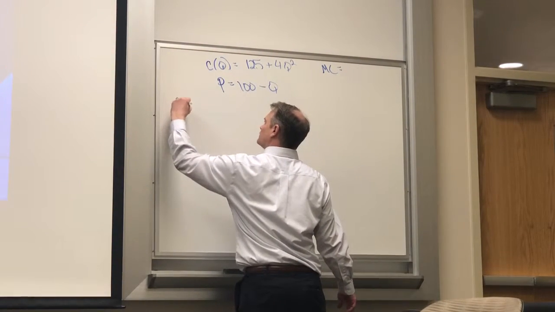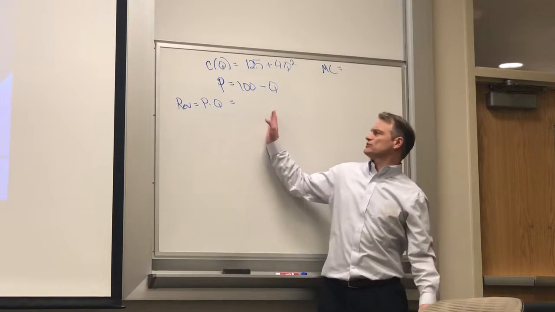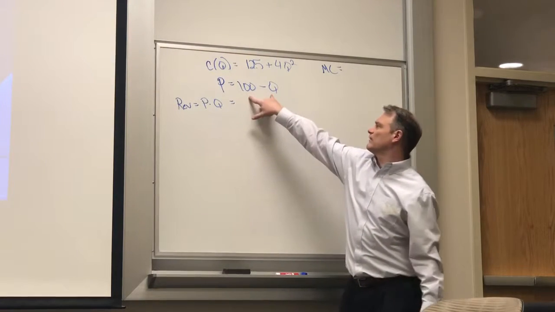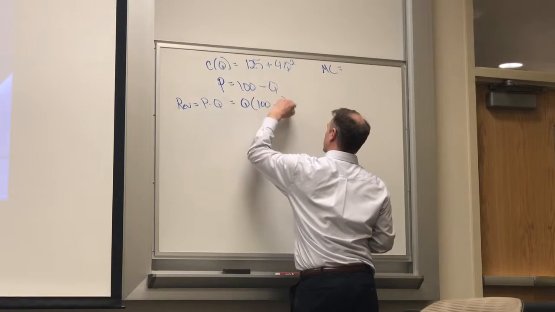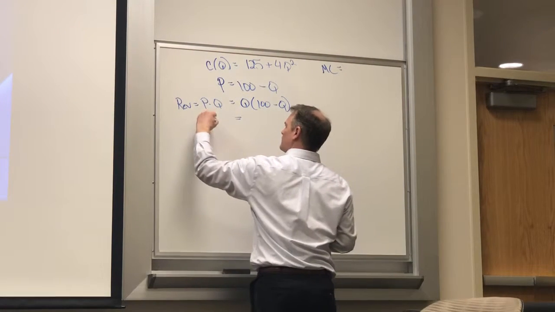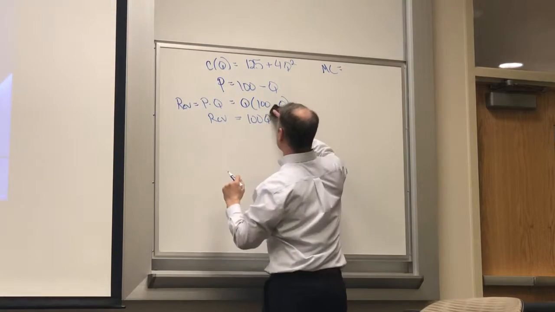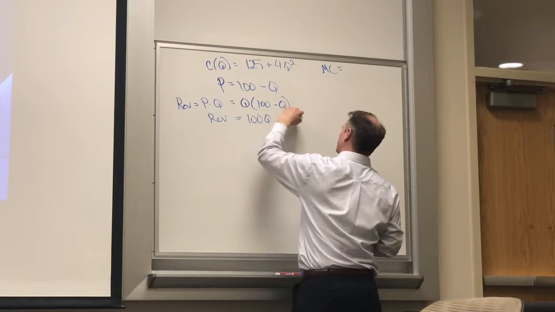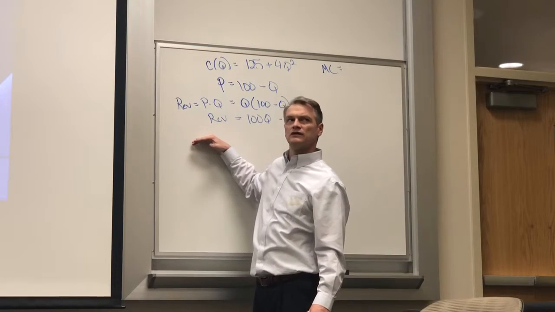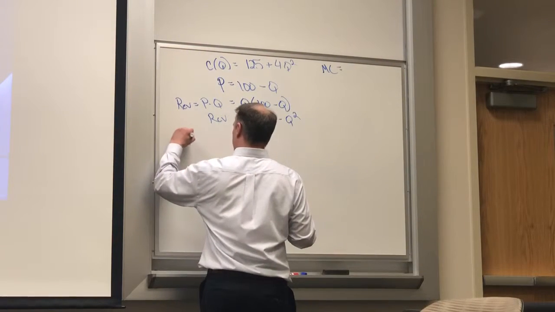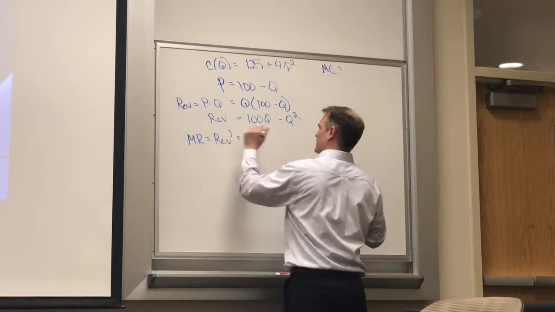So revenue equals price times quantity. So I end up multiplying both sides by Q. So this side, price times quantity is revenue. If I multiply this side by Q, I get Q times 100 minus Q. So I'm going to get that revenue is equal to 100Q minus Q squared. Okay, and then how do I go from revenue to marginal revenue? Take the derivative, and so the marginal revenue is equal to revenue prime, which is equal to 100 minus 2Q.